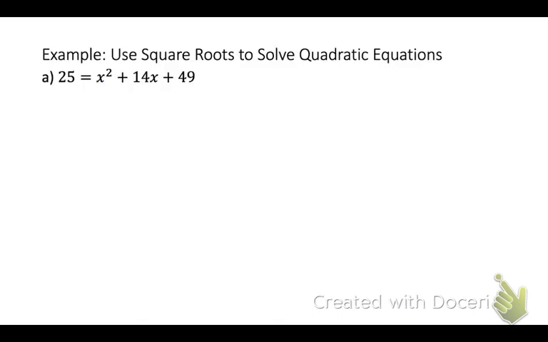Okay. Use square roots to solve a quadratic equation. What do you have to do first? Set it to 0, maybe. Yes, definitely set it to 0. So subtract 25. 24.